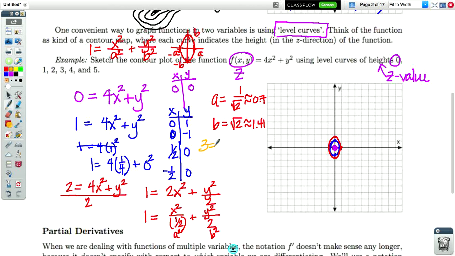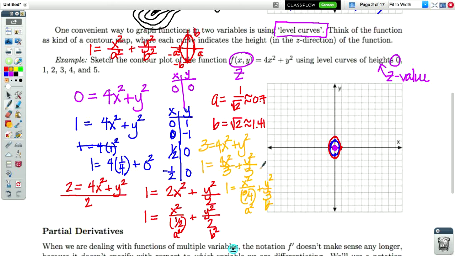So 3 equals 4x squared plus y squared, which is going to give us 1 equals 4x squared over 3 plus y squared over 3. In other words, 1 equals x squared over 3/4 plus y squared over 3. So in this case, A is the square root of 3/4, so the square root of 3 over 2, and then B is the square root of 3.